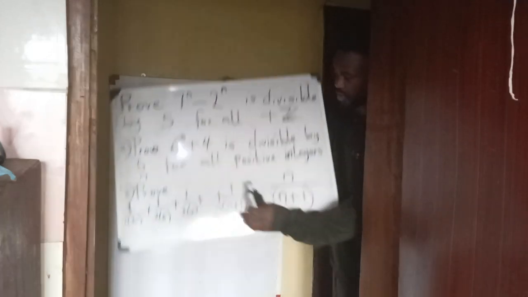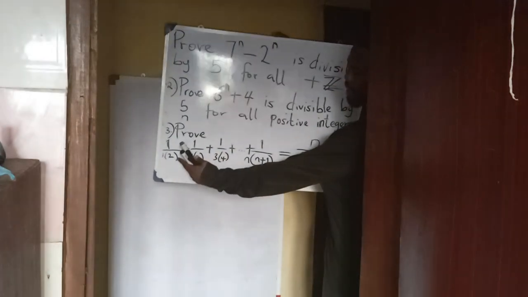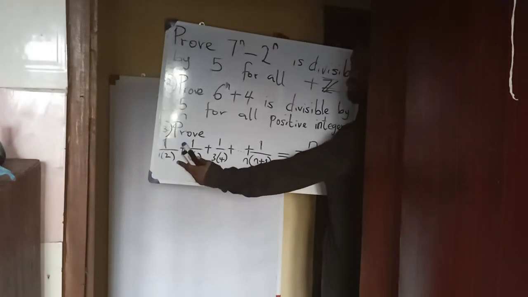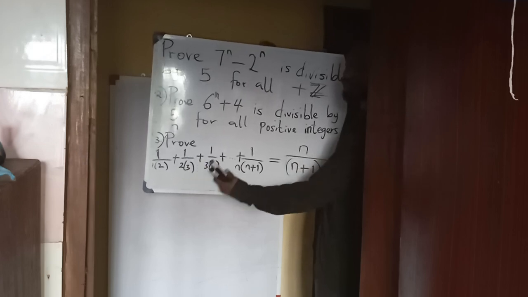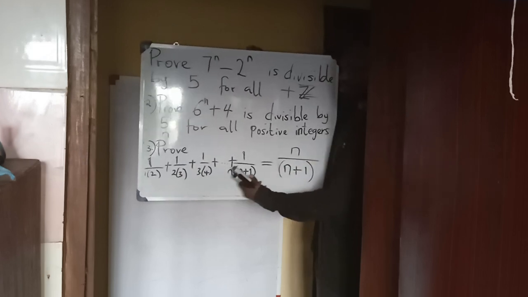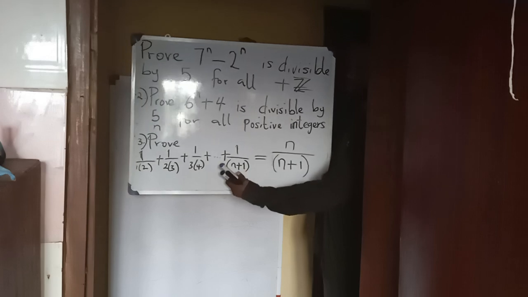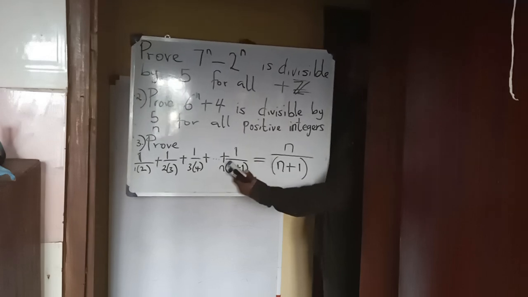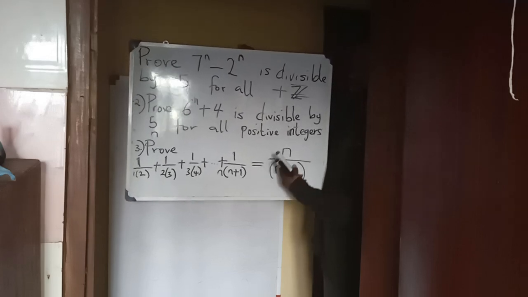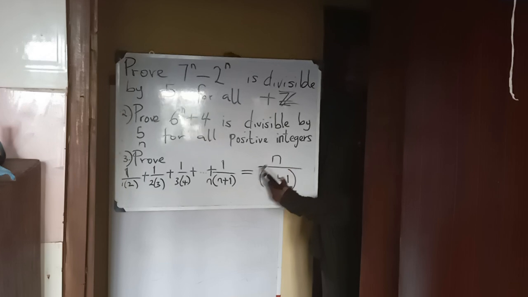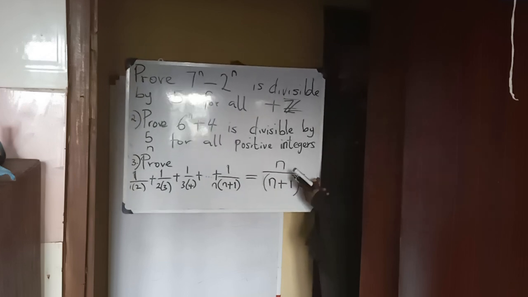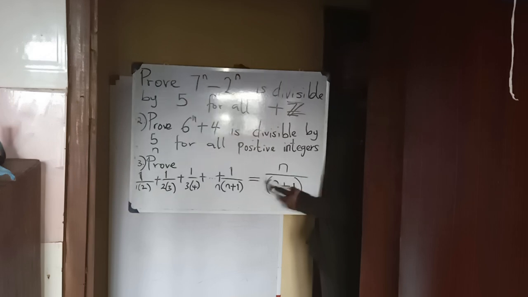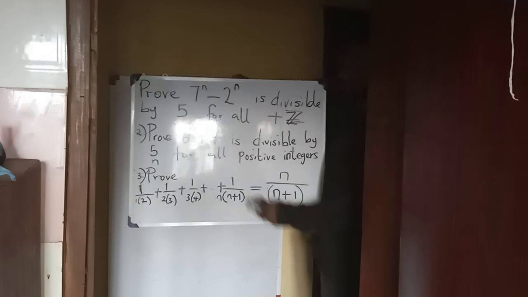Alright. So in this question they said, prove 1 over 1 into 2, plus 1 over 2 into 3, plus 1 over 3 into 4, plus ... plus 1 over n into n plus 1, is equal to n all over n plus 1. Notice that in this kind of case, they are not telling you to divide anything or prove that anything is divisible.